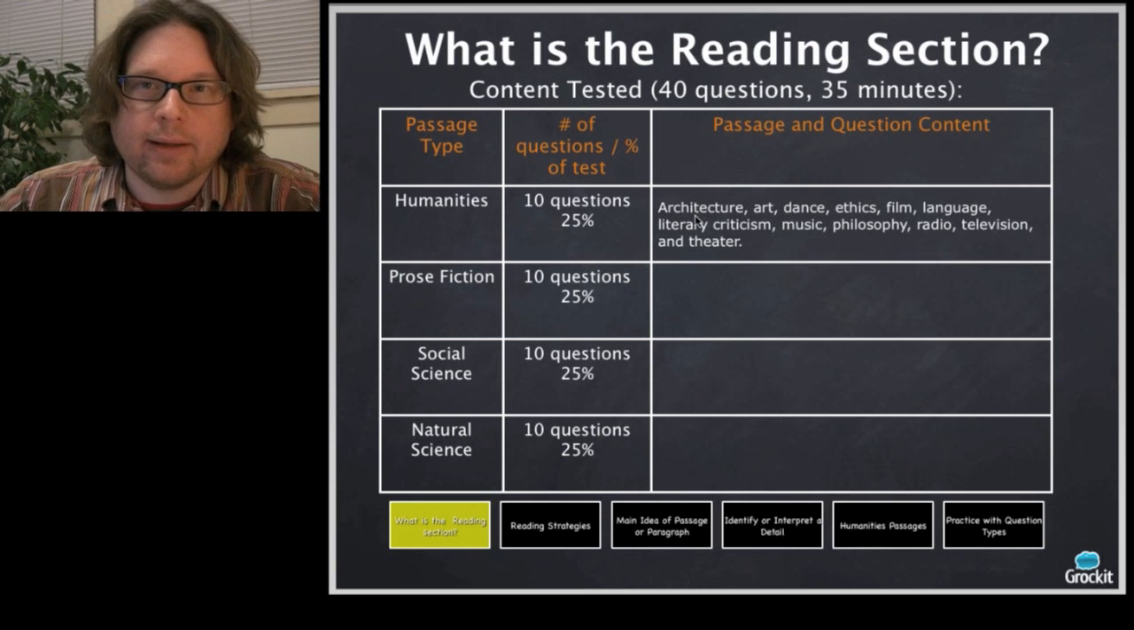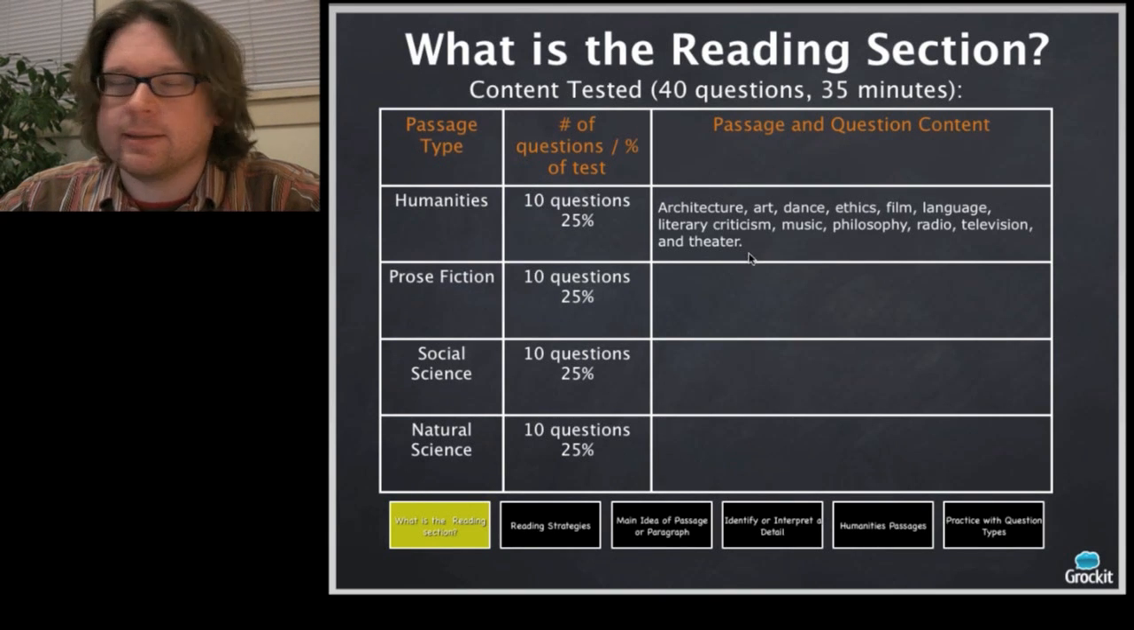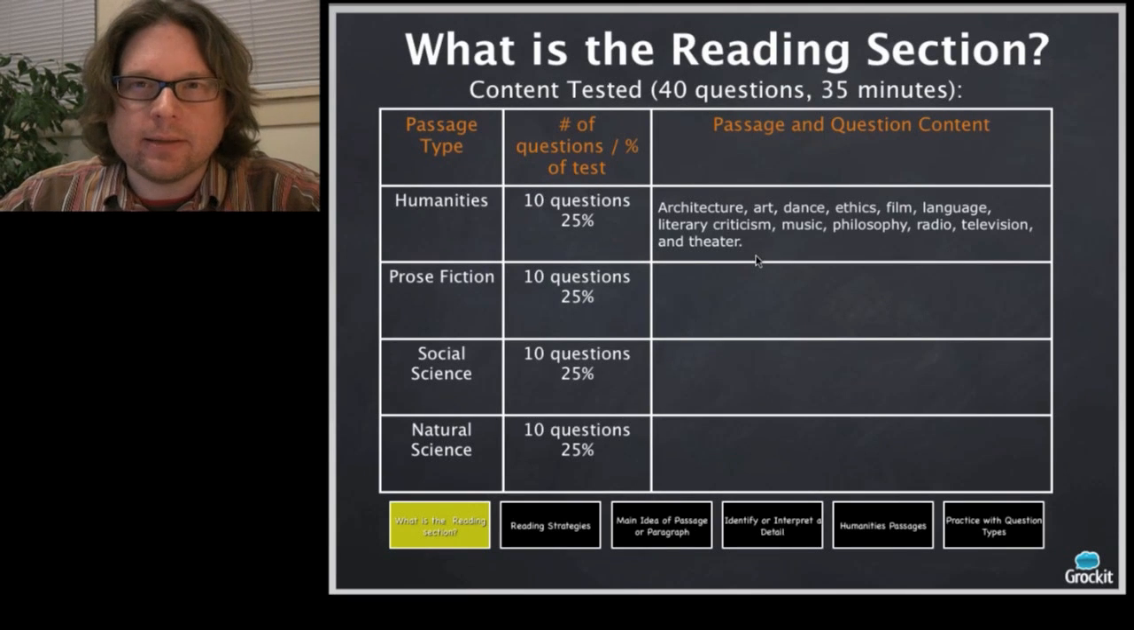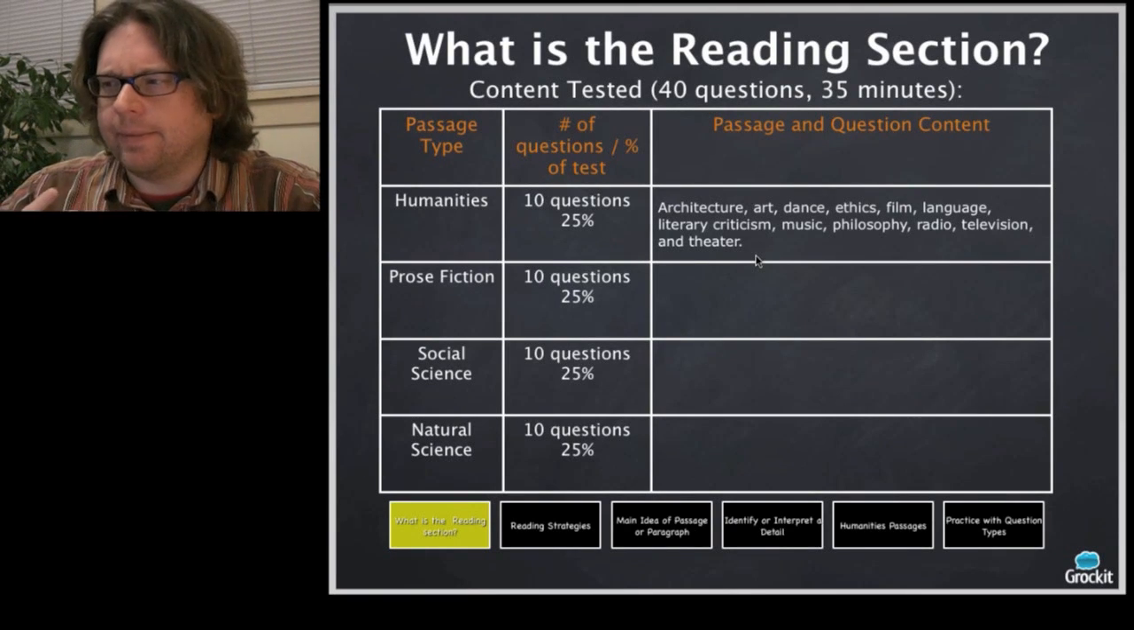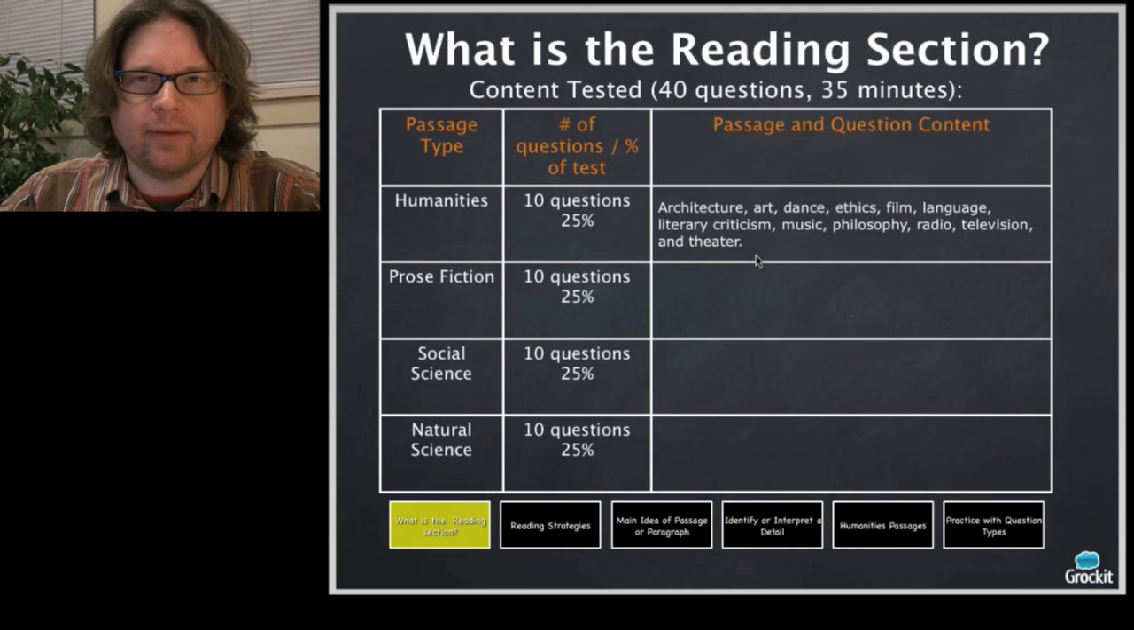But this is the actual list, in terms of what are humanities. This list is actually taken off of the ACT website, so directly from the people who make the test, this is what they list as the content areas covered. The thing about humanities is basically they are the non-empirical, the non-data and non-experimentation-based analyses of human experience.